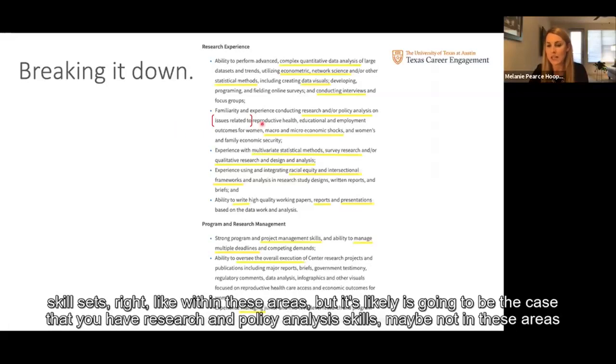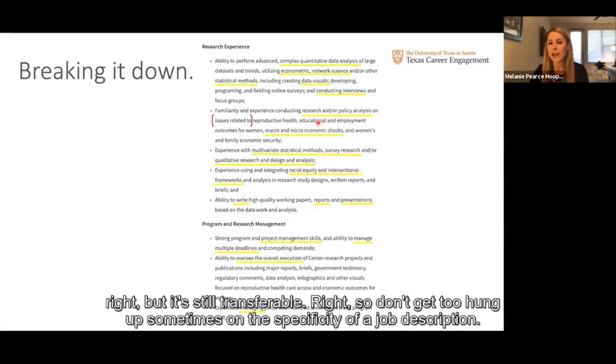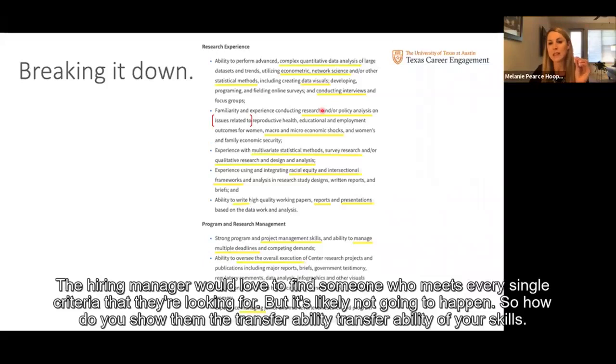Like within these areas, but it likely is going to be the case that you have research and policy analysis skills, maybe not in these areas, right? But it's still transferable, right? So don't get too hung up sometimes on the specificity of a job description. The hiring manager would love to find someone who meets every single criteria that they're looking for, but it's likely not going to happen. So how do you show them the transferability of your skills?